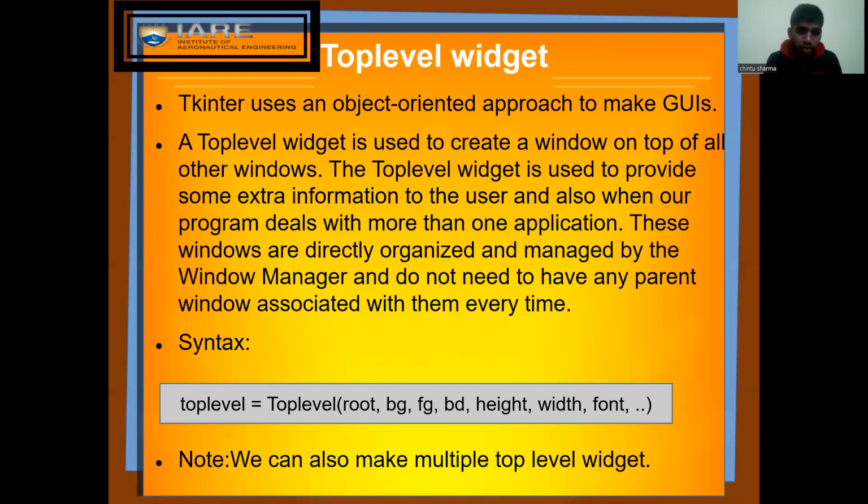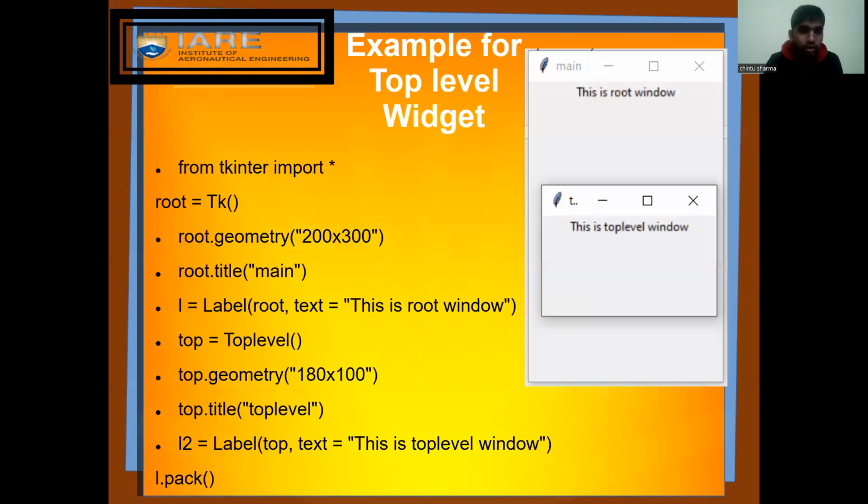Top level widget. Tkinter uses an object oriented approach to make a GUI. Object oriented programming helps us organize and manage our code very easily. We can also make multiple top level widgets. Here is an example of top level widgets: a window on top of our root window. We can see a top level widget.